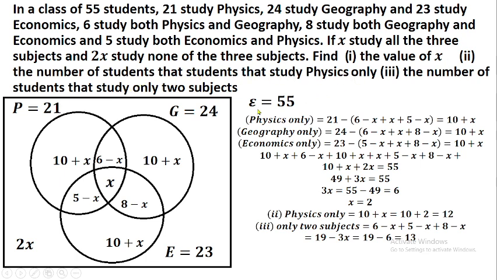So if our x is 2, then the number of students that study physics only, physics only is 10 plus x. So that gives us 10 plus 2, that gives us 12.